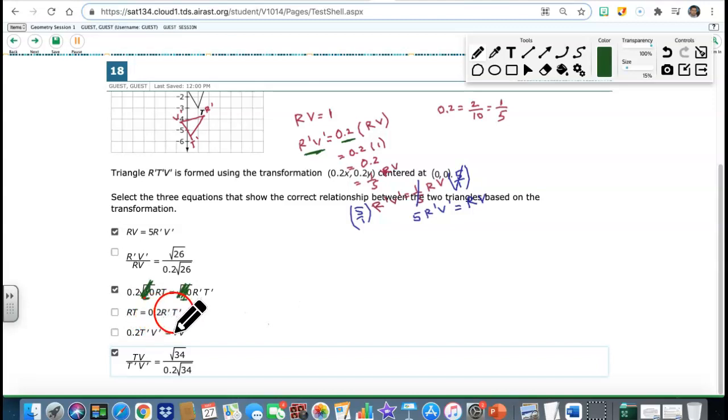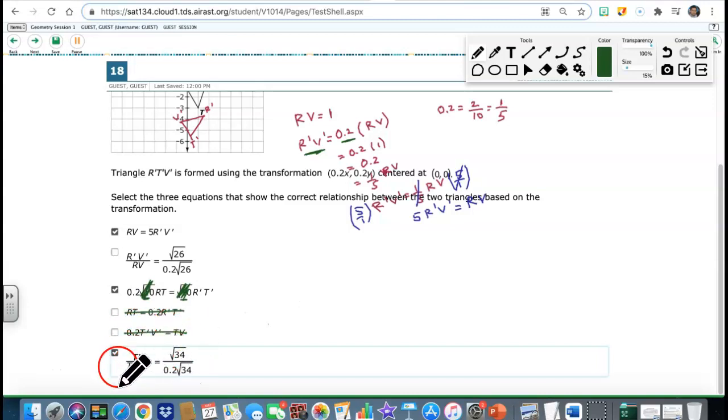Does that make sense? No, it does not make sense. Here, 0.2 of the little one. Why did I say the little one? Because you see the prime, T prime V prime is the image. That's the transformation, which is the dilation, which is the little triangle. So 0.2 times a little number is not going to give me a big number.